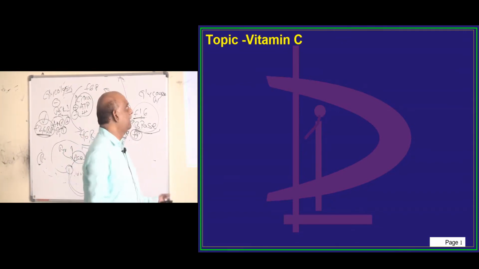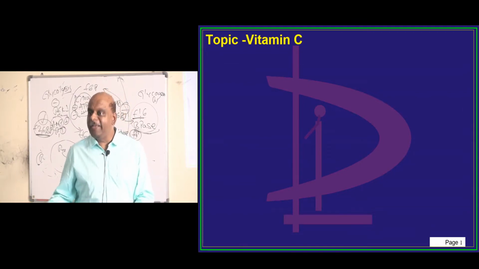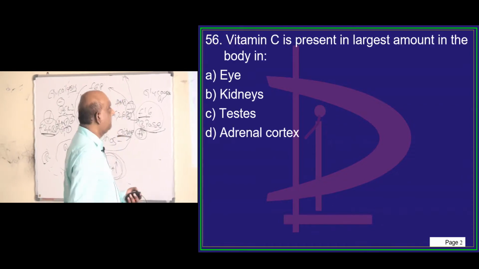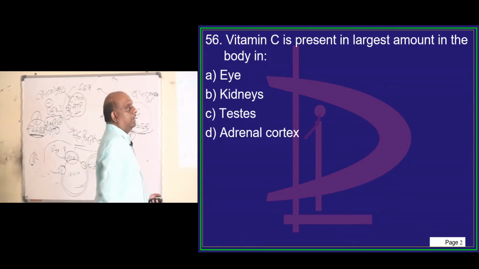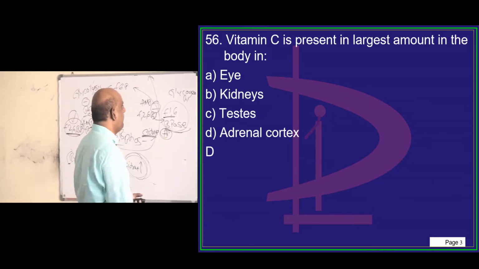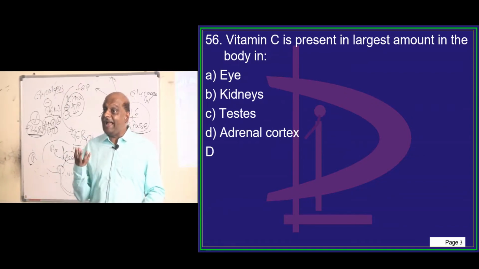It's like old wine in new bottle. That's the only difference. Okay. So vitamin C, largest amount, where do you find? We find it in adrenal cortex. Why? Because vitamin C is required for the catecholamine production.